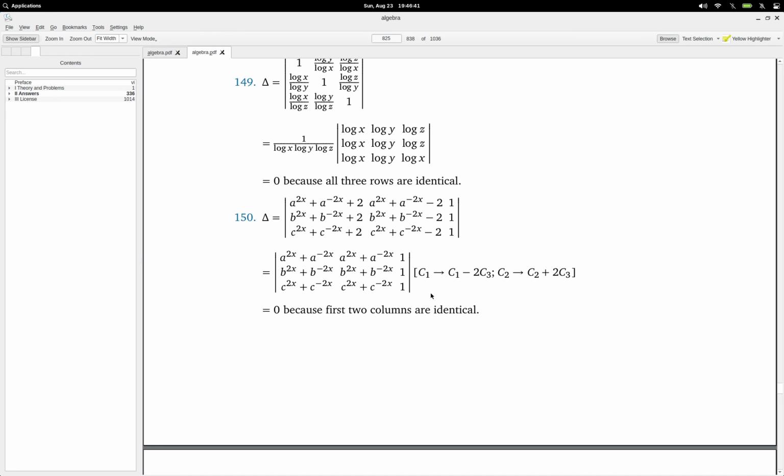Once we have that, we do column 1 equals column 1 minus 2 column 3, and column 2 equals column 2 plus 2 column 3. So the plus 2 and minus 2 will be eliminated. Once they are eliminated, two columns become identical and the determinant becomes 0. So with this, we come to the end of question 150.